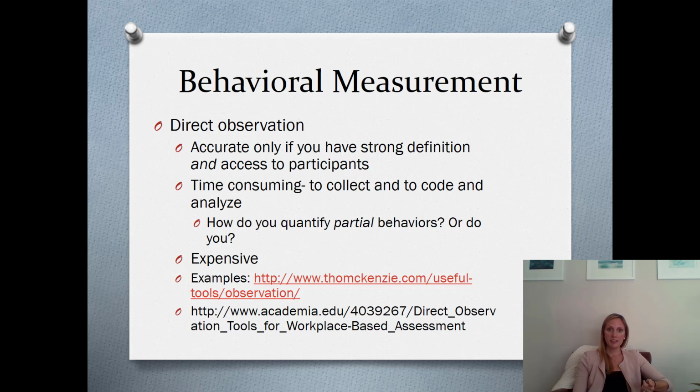So ideally, you would want people to either engage in the behavior fully, so they used a condom exactly as you wanted them to, let's say, half of the time, or not at all. But when it comes to partial behaviors, it can be really tricky to figure out what to do with that data. And then of course it's really expensive because it's so time consuming, and if you're not doing it in person, then you're doing it in video, and you have to have really good video equipment. So on this slide, I have a couple links to different examples of direct observation measurement tools that I encourage you to check out. They're pretty cool.